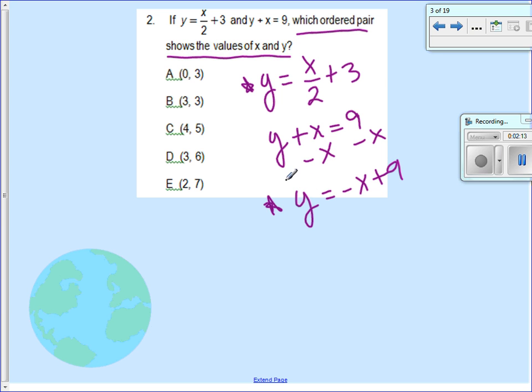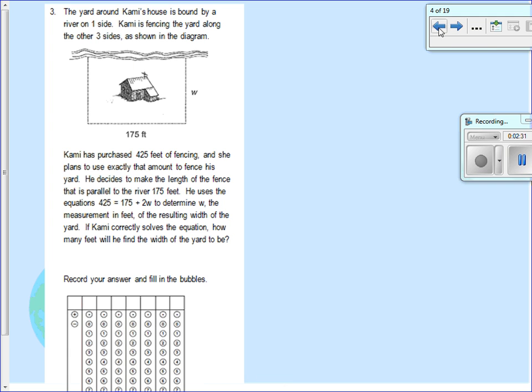All you're doing is solving for y, you're just moving stuff over to the other side. Do you see how I did that here? Yes, negative x plus 9, because that negative is a sign for the x. Okay? Okay, what about this one? You guys okay with number 3? Yes.